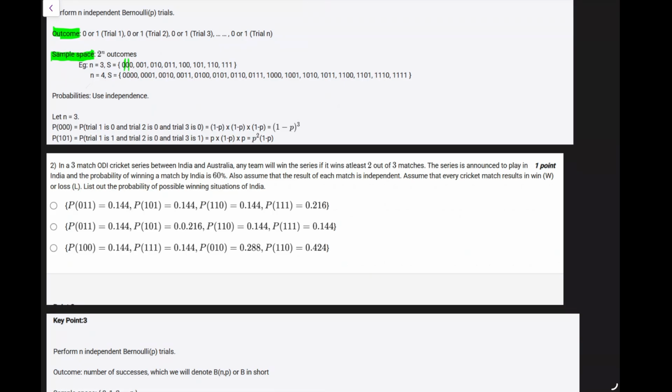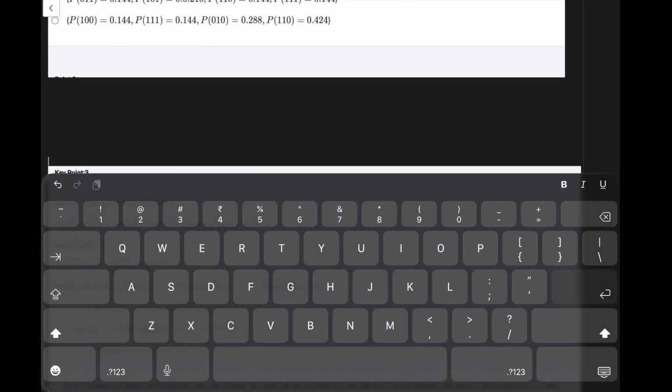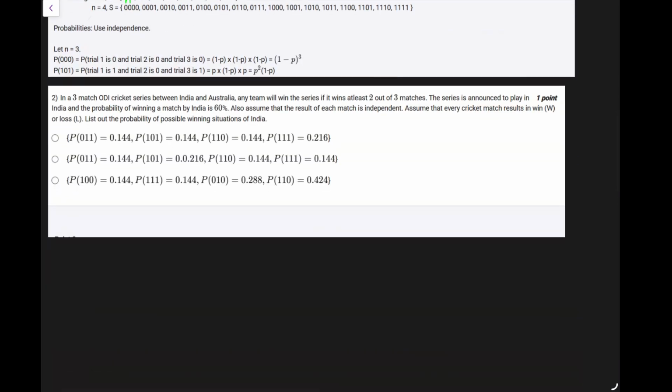Let's see an example to better understand this problem. It's very intuitive. I know the text looks heavy, but when you start solving the problem, it's not that heavy. It's pretty straightforward. It's just the language that they use to confuse, which is difficult. So let's read the problem. In a 3-match ODI cricket series between India and Australia, any team will win the series if it wins at least 2 out of 3 matches. The series is announced to play in India, and the probability of winning a match by India is 60%. Also assume that the result of each match is independent. Assume that every cricket match results in a win, W, or loss, L.